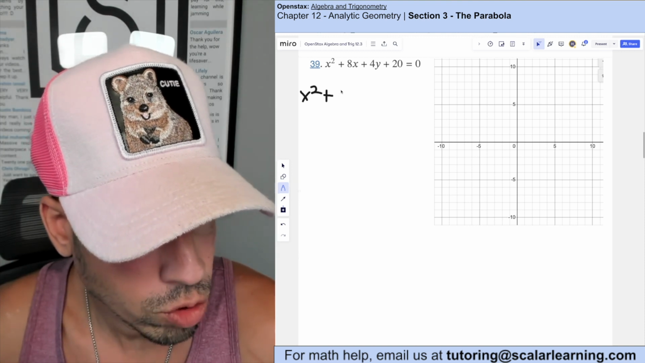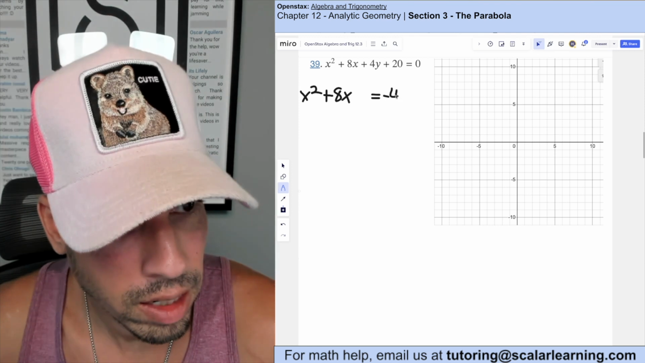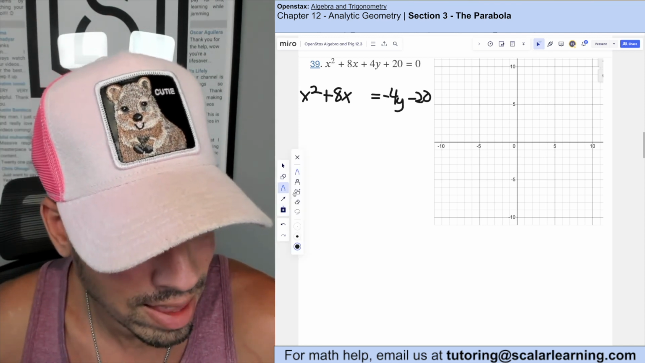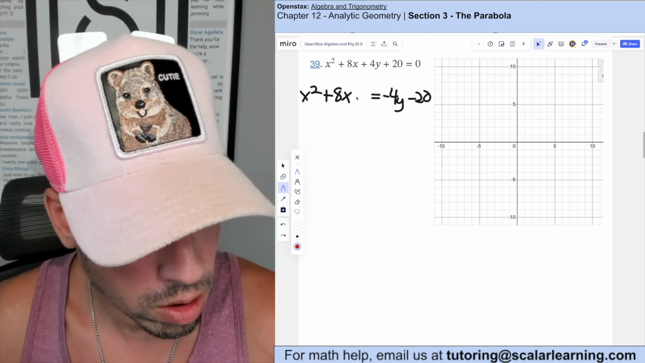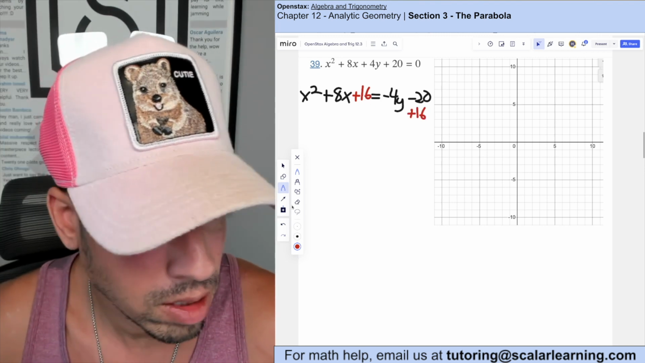So I'm going to keep the x squared plus 8x on the left-hand side, and then we're going to move that negative 4y and we'll minus 20 as well to the right-hand side. And then we're going to complete the square. I'm going to do that by taking half of this, which is 4, and squaring it and adding it to both sides. So that's 16 and 16 over here.